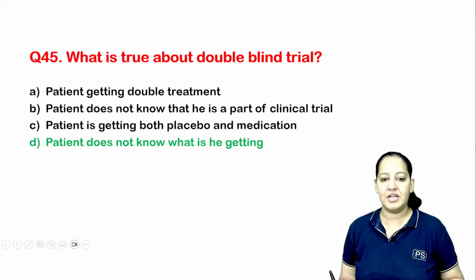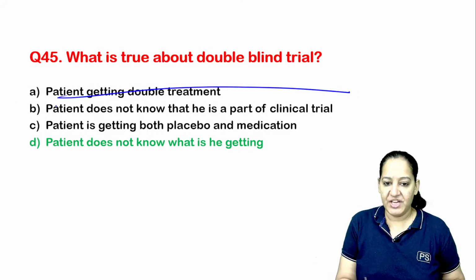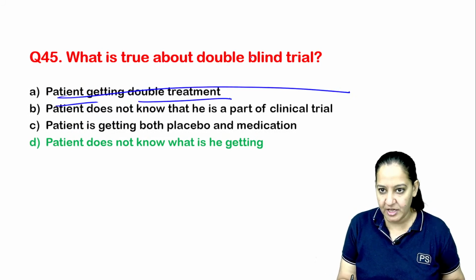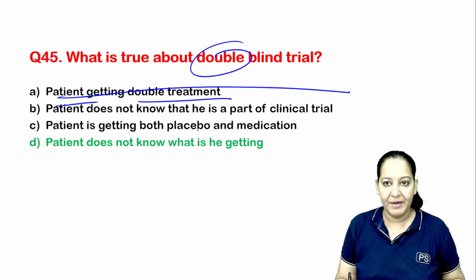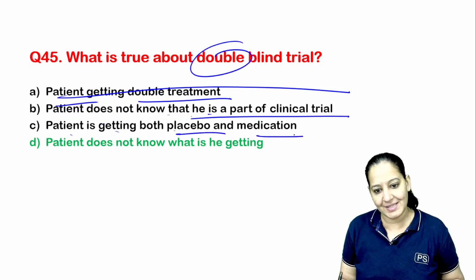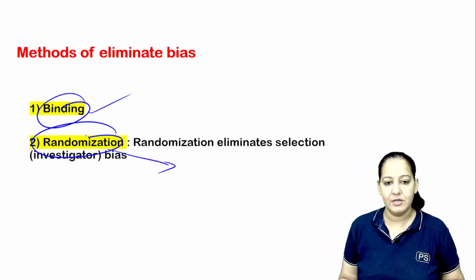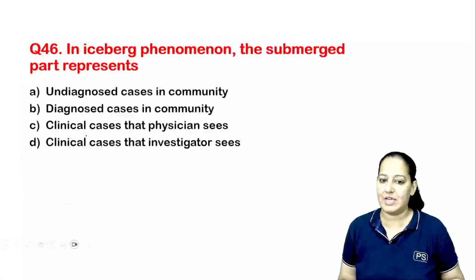Now have a look at your question and tell me the answer. What is true about blinding? Yes, patients getting double treatment. Double blinding का मतलब क्या है? Patient getting double treatment. Patient does not know that he is a part of the trial. Patient is getting both placebo and medicine, or patient does not know what he is getting. So of course the correct answer here is D. You got it? That is the meaning of blinding, the 3 types of blinding.